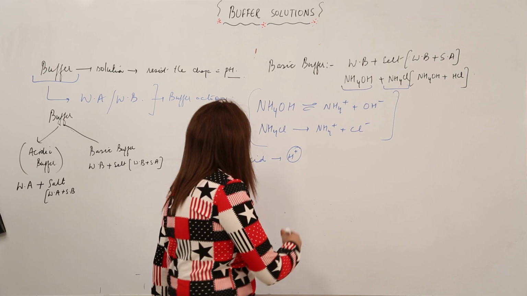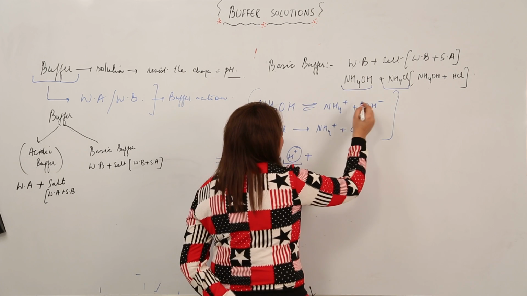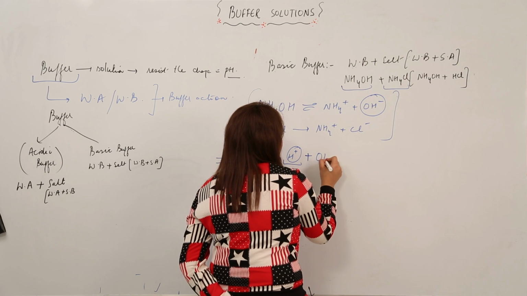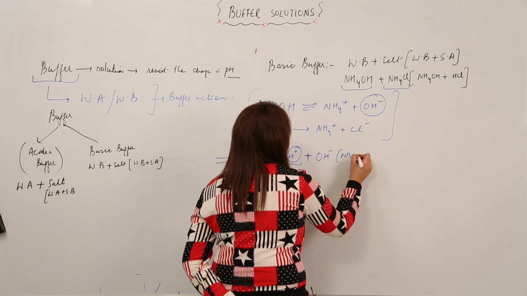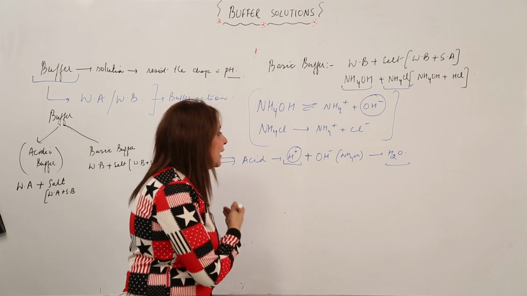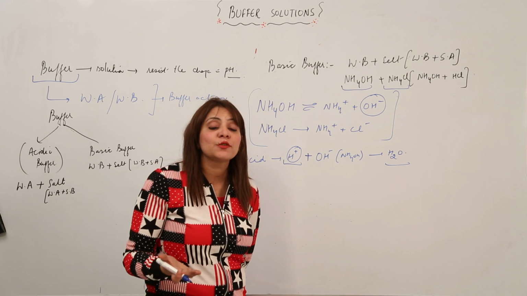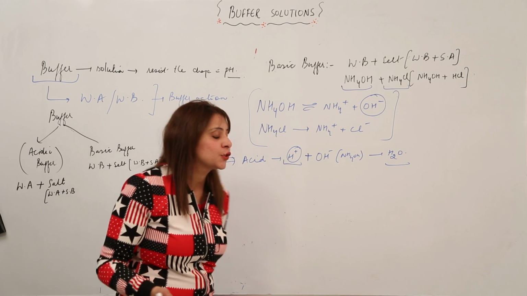Now what is that? Look at the board. These hydrogen ions are actually consumed by the hydroxide ions released from NH4OH, and they get neutralized to form water. So these hydrogen ions are just consumed, so we are not left with extra hydrogen ions that can alter the pH.